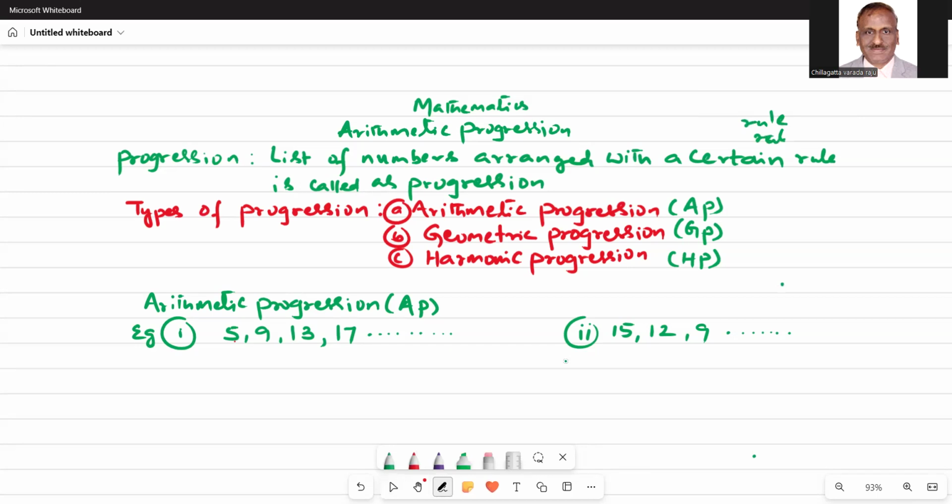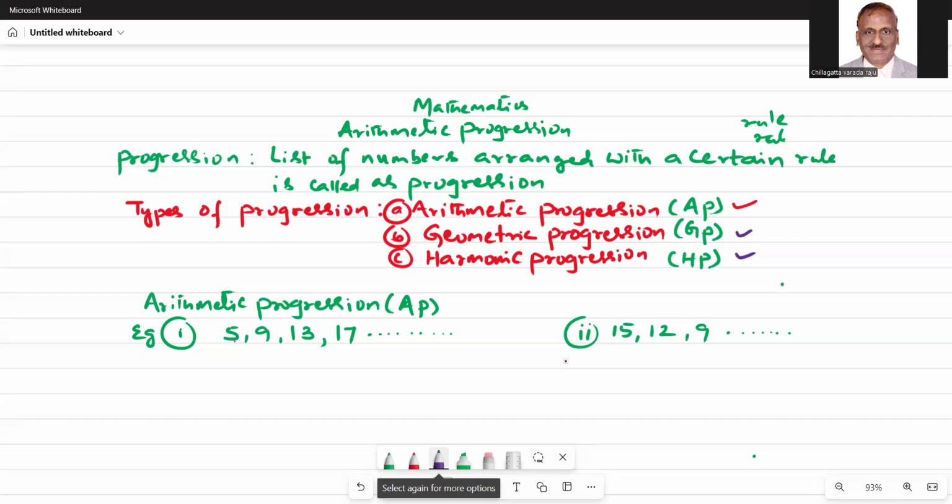According to the rule, there are three types of progression: arithmetic progression, geometric progression, and harmonic progression. For class 10th, you have only arithmetic progression. Geometric progression and harmonic progression you will be learning in class 11th. So let us see first what type of list of numbers forms an arithmetic progression.